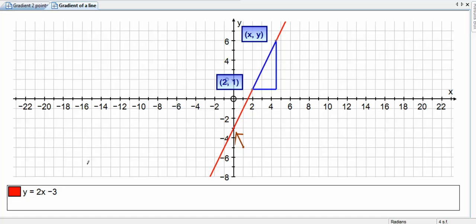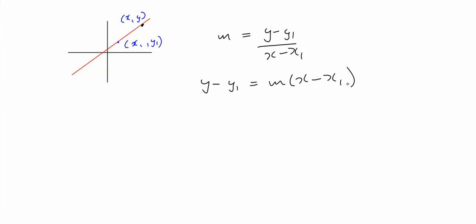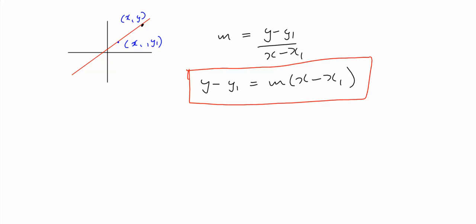We can see that if x is 0, y equals minus 3. In the general case, where we have a line with gradient m and a fixed known point (x1, y1), and our general point (x, y), we can say the gradient m is the difference in the y coordinates, y minus y1, over the difference of the x coordinates, x minus x1. Multiplying, we get y minus y1 equals m(x minus x1), and this is the general equation of a straight line which you should remember.